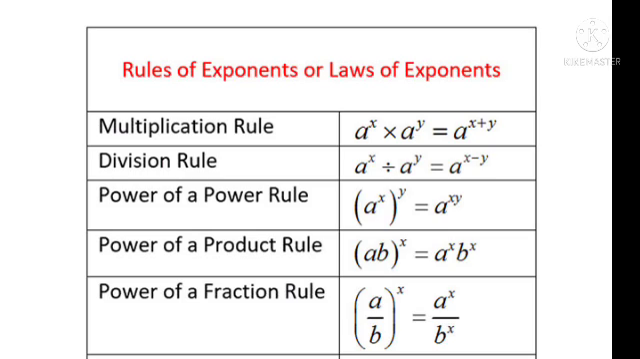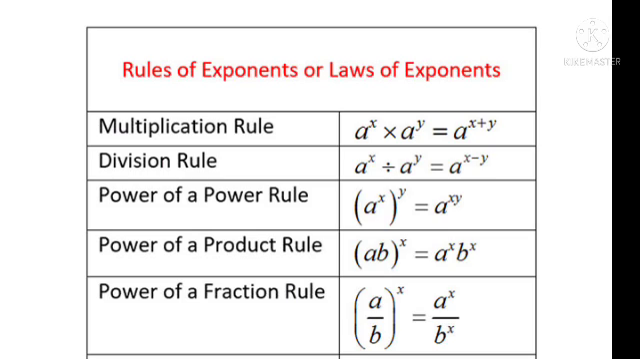Rules of exponents or laws of exponents. The first one, a raised to the power x multiplied by a raised to the power y is equal to a raised to the power x plus y. Second one, a raised to the power x divided by a raised to the power y is equal to a raised to the power x minus y. Third one, a raised to the power x in the bracket and then outside the bracket raised to the power y is equal to a raised to the power xy.